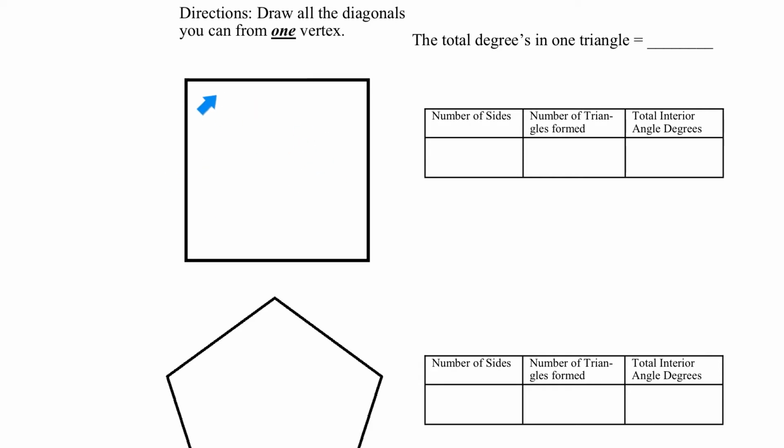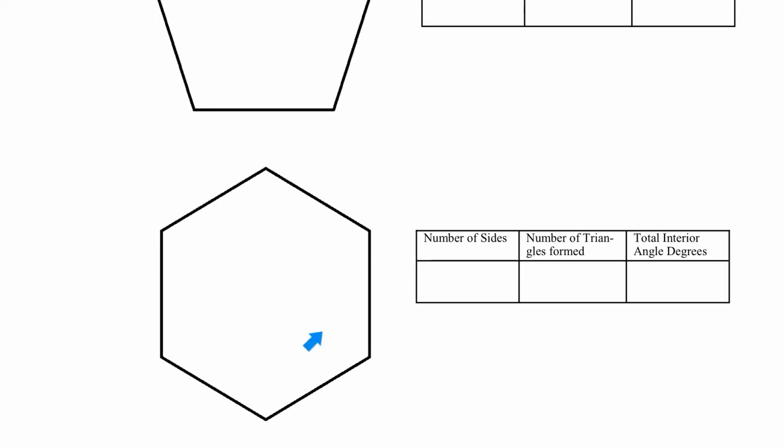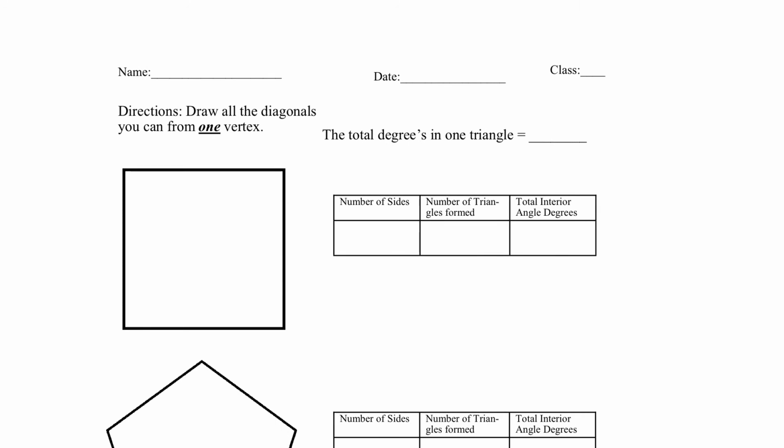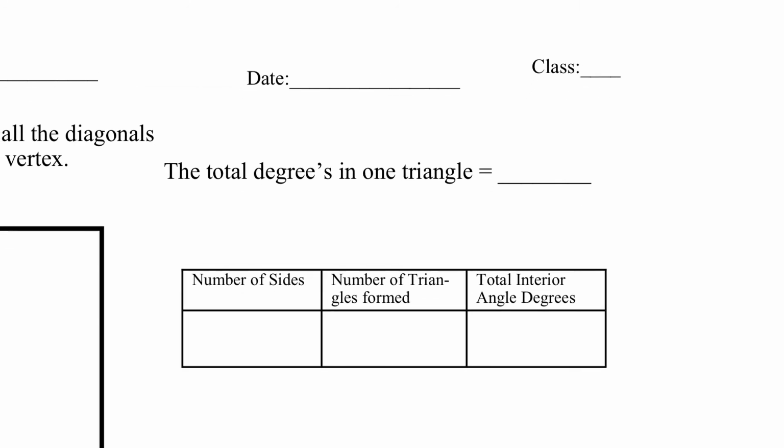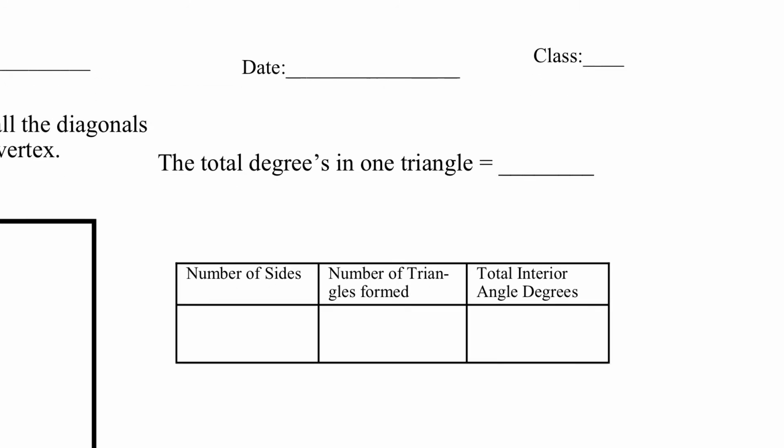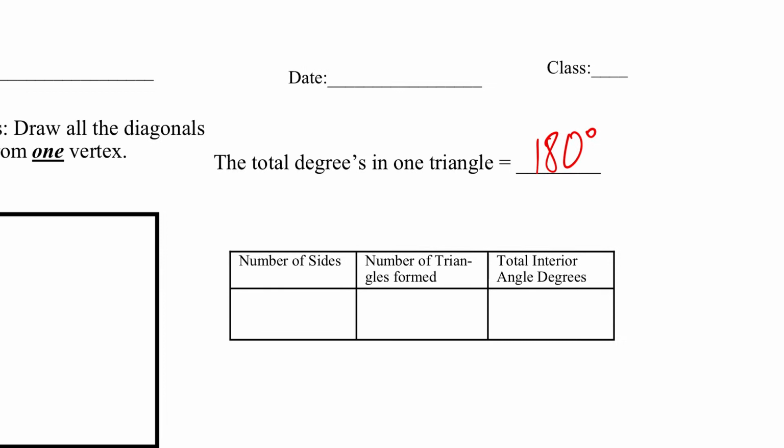So like on this one, these four angles always add up to a certain number. On this one, these five angles always add up to a certain number. On this one, these six angles always add up to a certain number. So we're going to look at how we can figure that out. All right? So first of all, again, one more time real quick. The total degrees in one triangle is what? 180 degrees. 180 degrees in one triangle.